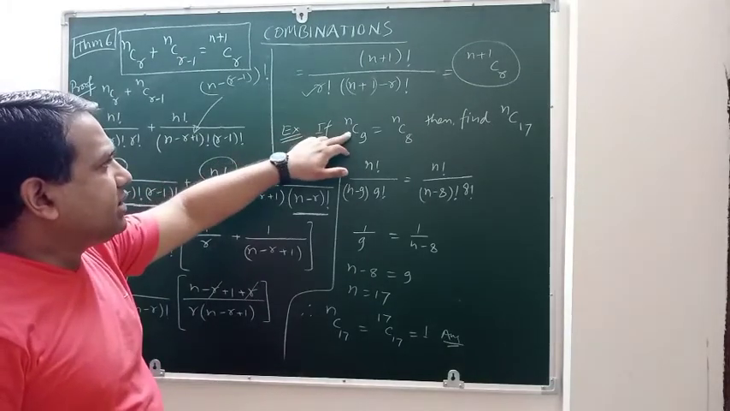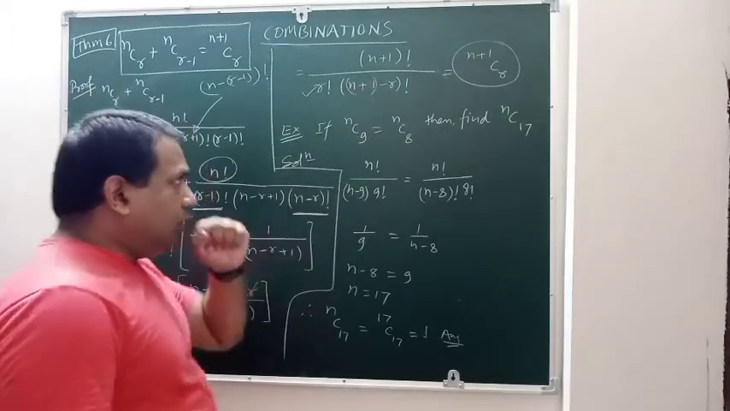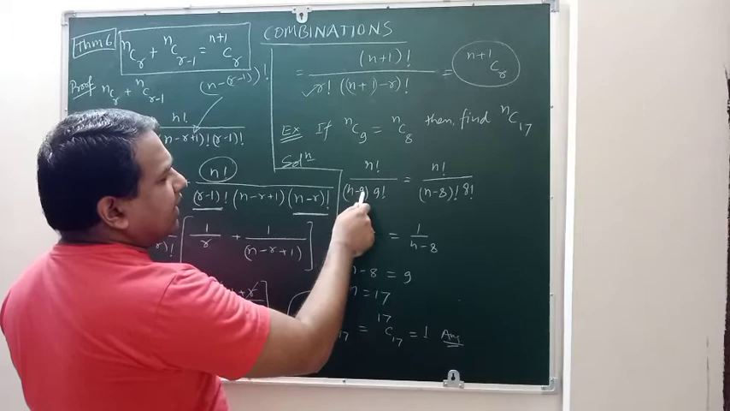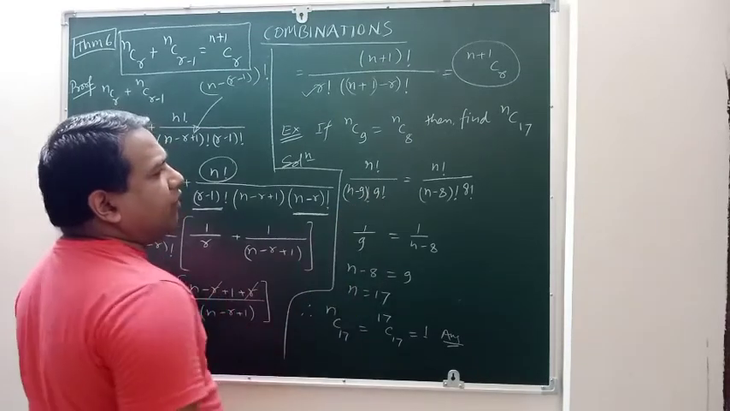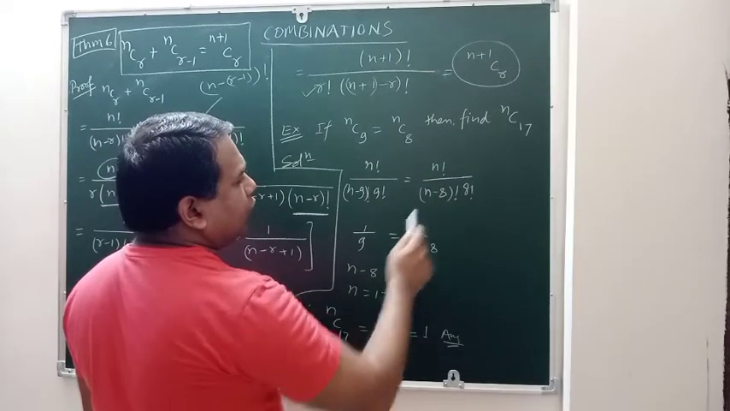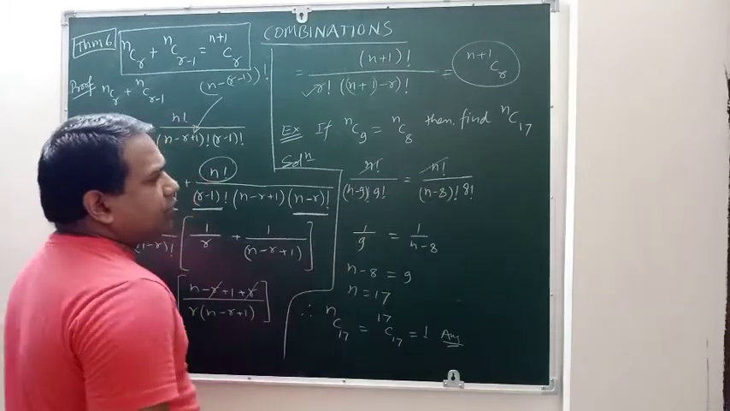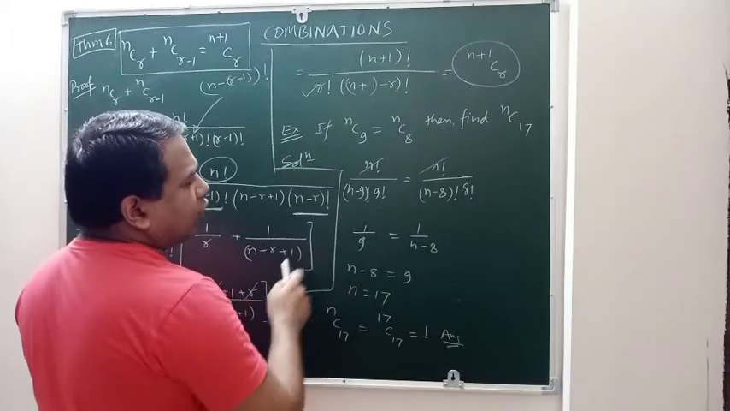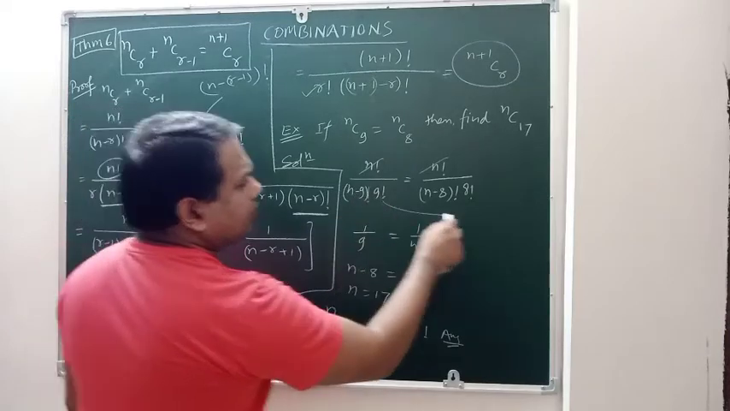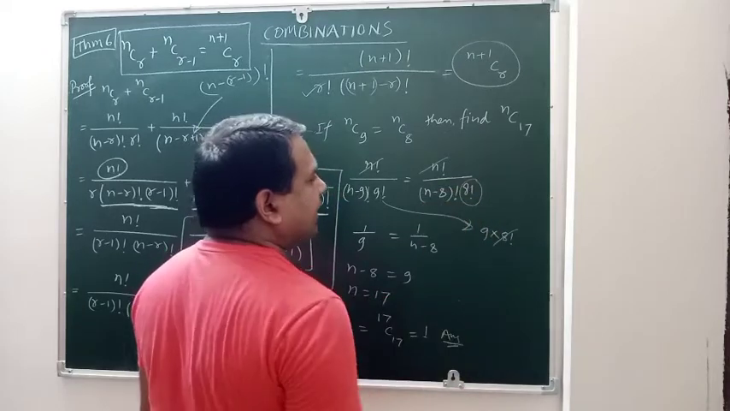If nC9 is equal to nC8, then find nC17. So we'll apply the formula: n factorial divided by (n minus 9) factorial times 9 factorial, and on the other side n factorial divided by (n minus 8) factorial times 8 factorial. So n factorial gets cancelled on each side, and we will get 1 here. Now if I take 9 out of 9 factorial, it will become 9 into 8 factorial. So 8 factorial and this one get cancelled.